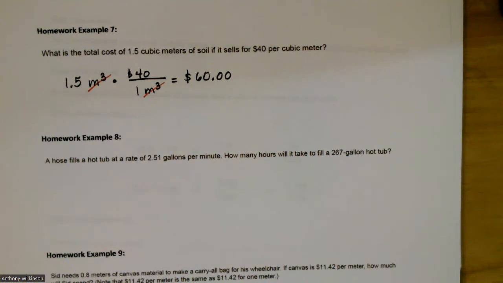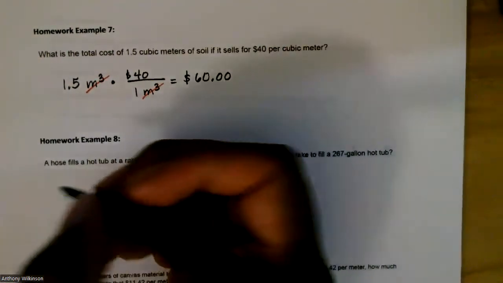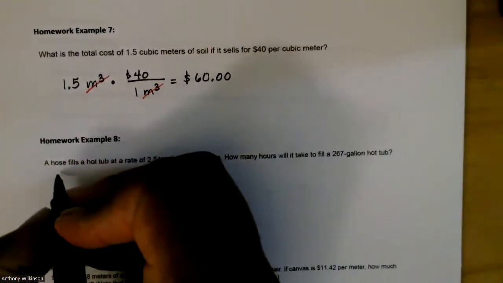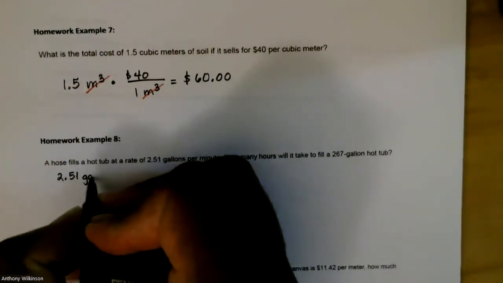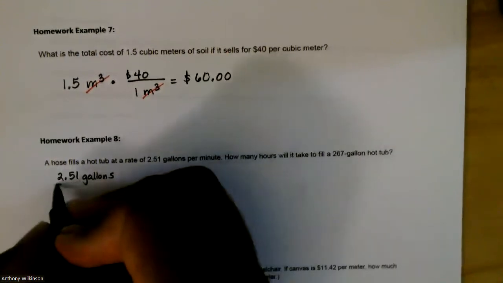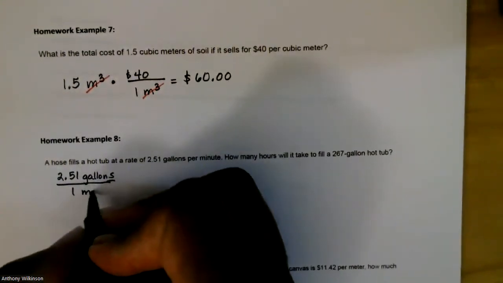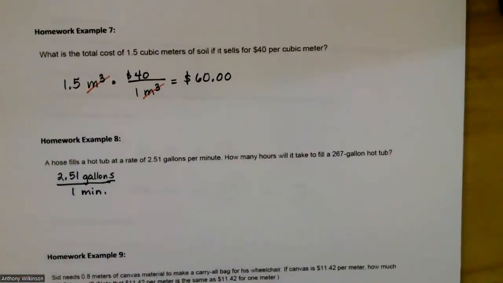All right, let's take a look at example 8. A hose fills a hot tub at a rate of 2.5 gallons per minute. How many hours will it take to fill a 267-gallon hot tub? Okay. Now we know 2.5 gallons per minute. That's the rate. So I'm going to write this as 2.5 gallons per 1 minute. I'm abbreviating the minute here.